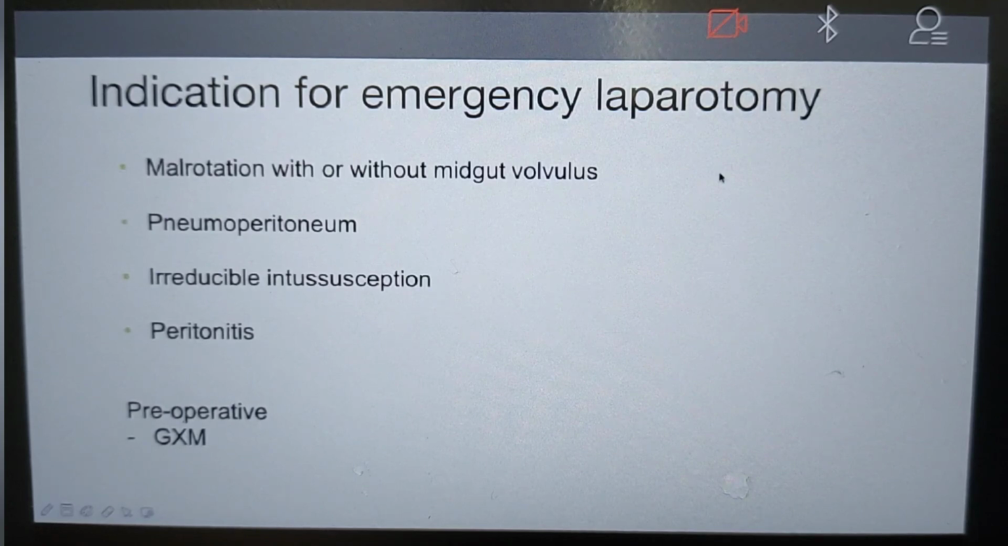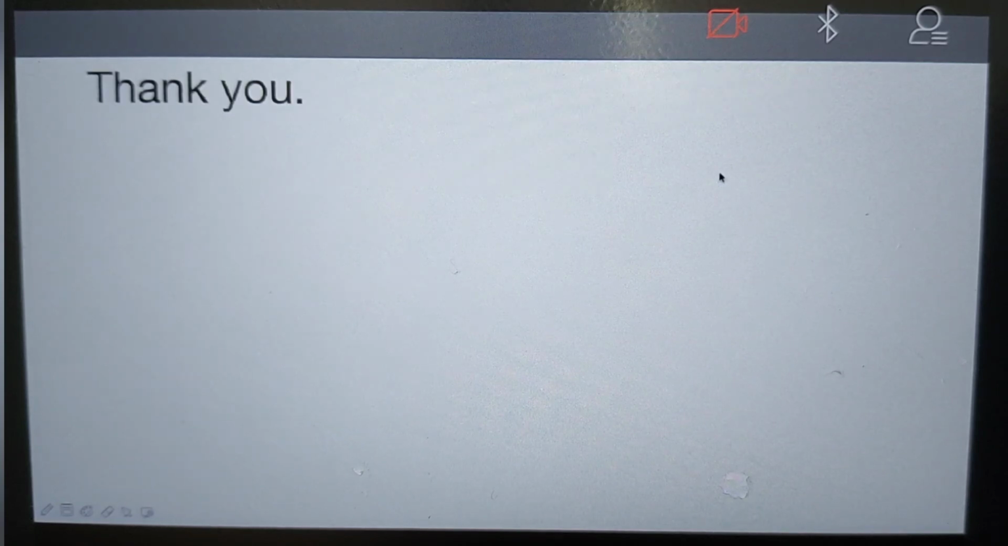So what are the indications for emergency laparotomy? First, malrotation with or without midgut volvulus. And then when we suspect pneumoperitoneum on abdominal X-ray. And then presence of irreducible intussusception and peritonitis. So before we go for laparotomy, make sure there is a GSM for babies. Okay, thank you. Is there any question?